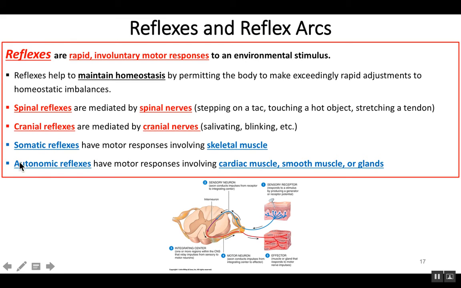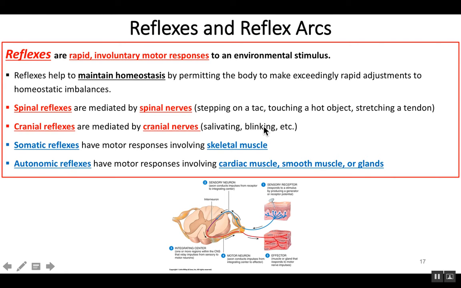Then we have in blue whether it's a somatic reflex or an autonomic reflex. Somatic reflexes involve the somatic nervous system, and therefore the response is a skeletal muscle response. If it is a cardiac muscle response, a heart change, if it's a smooth muscle response or a glandular response, we call that an autonomic reflex. So, for example, salivating. Production of saliva is done by a gland. So that is a cranial autonomic reflex.